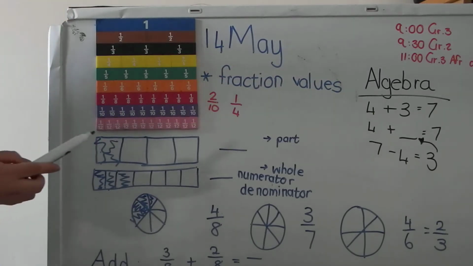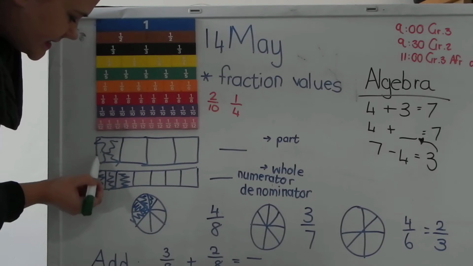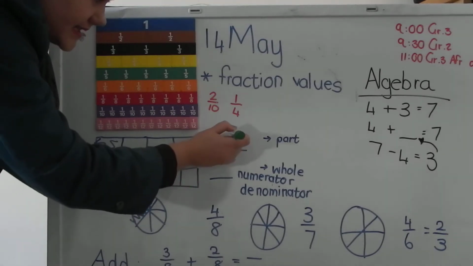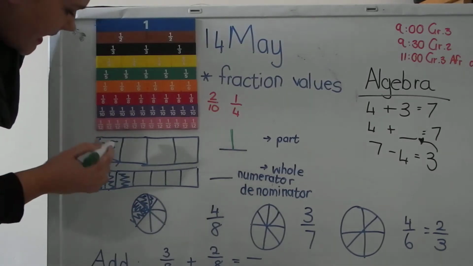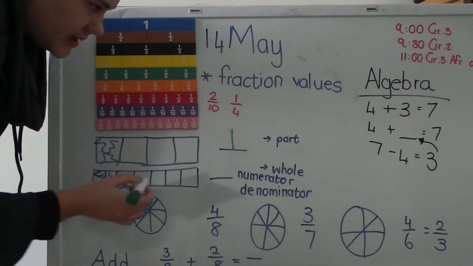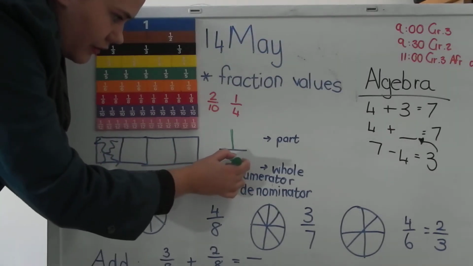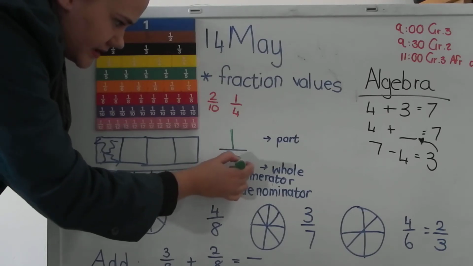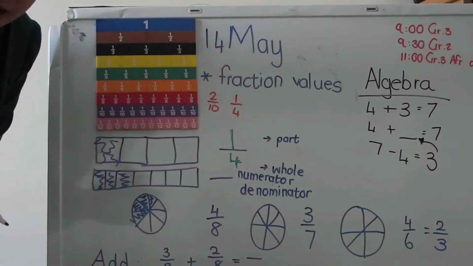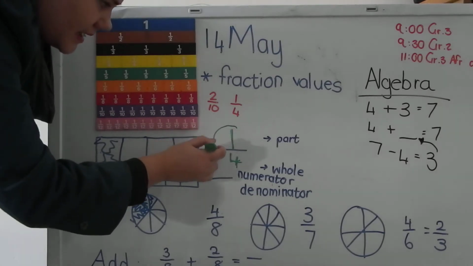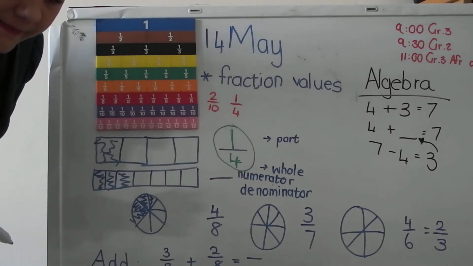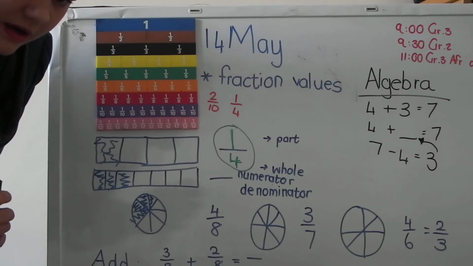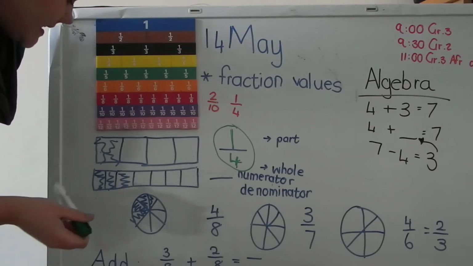Okay, let me help you. So one piece is colored in. So that's the part that is colored in. So it goes on top. And there are four blocks, so that's the whole. The whole thing has four blocks, and only one of them is colored in. So it's a quarter that's colored in. Okay, do you understand, Shani? Yeah.